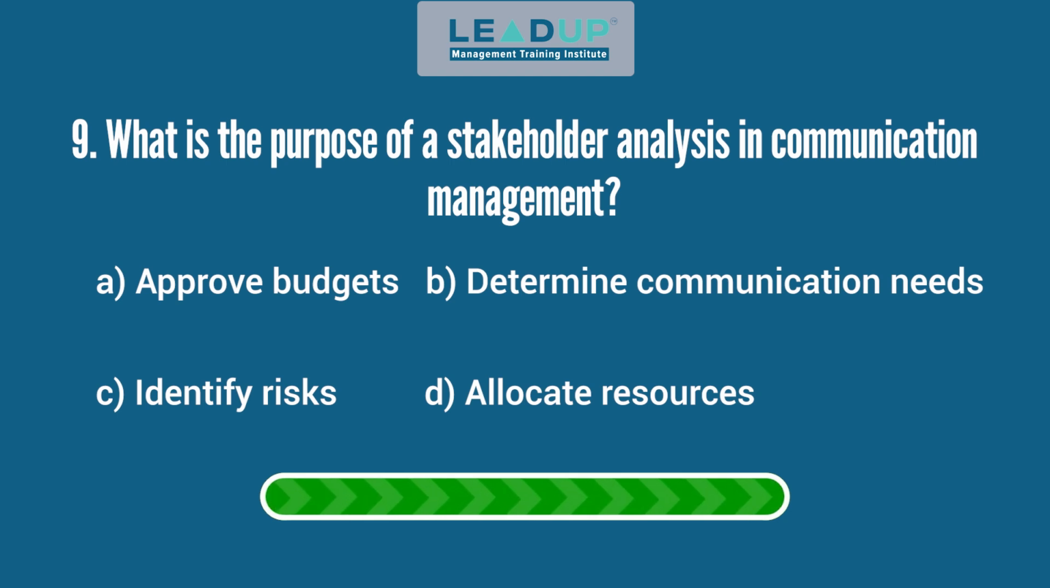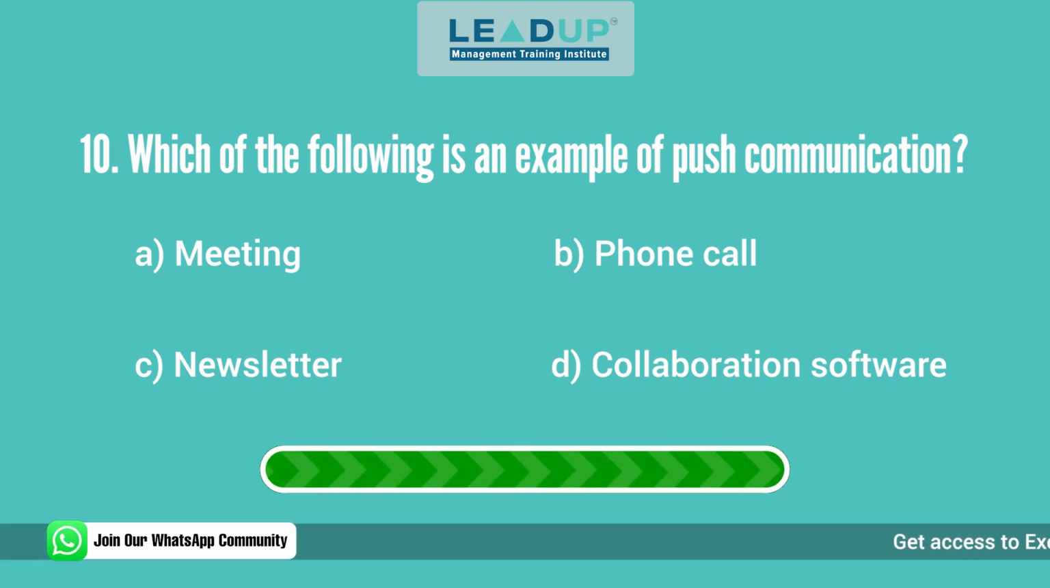A. Approve budgets, B. Determine communication needs, C. Identify risks, and D. Allocate resources. Answer: Determine communication needs. Question 10. Which of the following is an example of push communication?